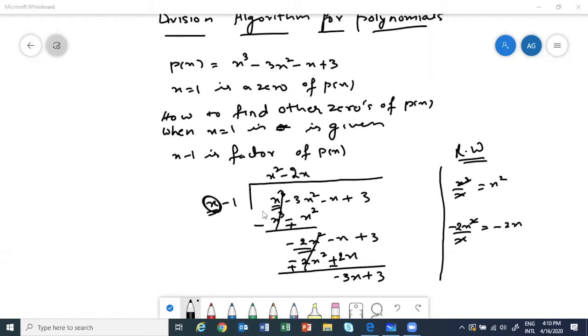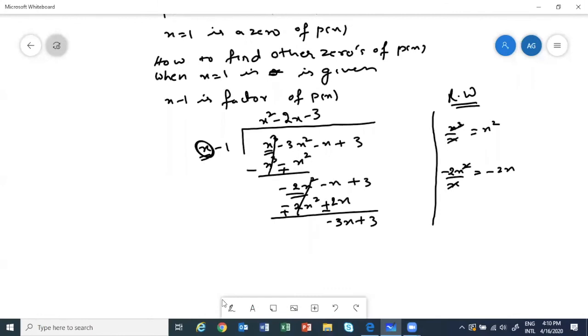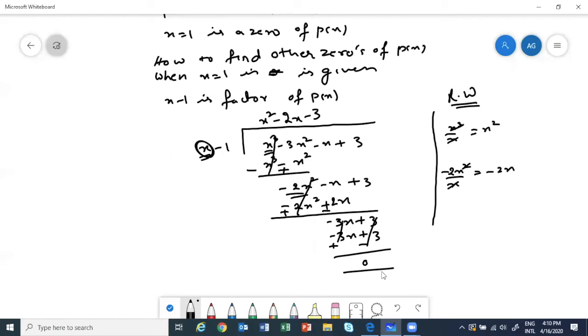Okay, now what? If I take minus 3, I will get minus 3x plus 3, and for subtraction we'll change the signs, and the remainder is 0. Okay, this we did.